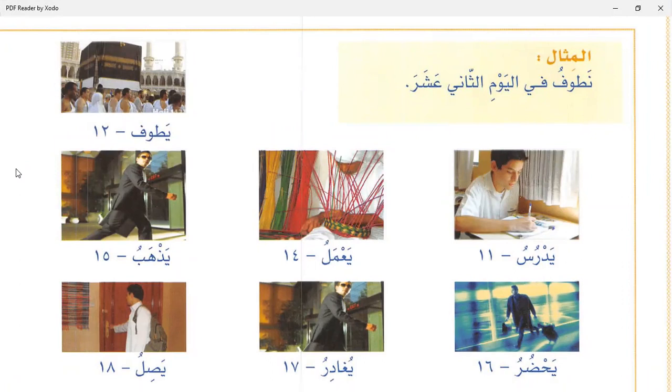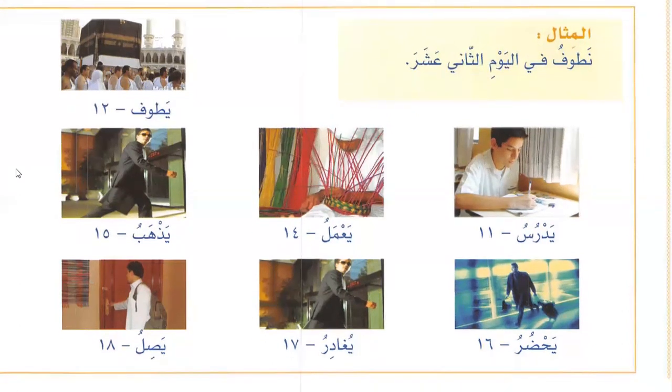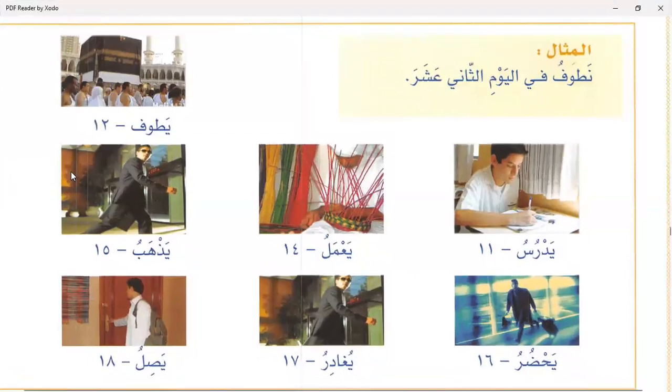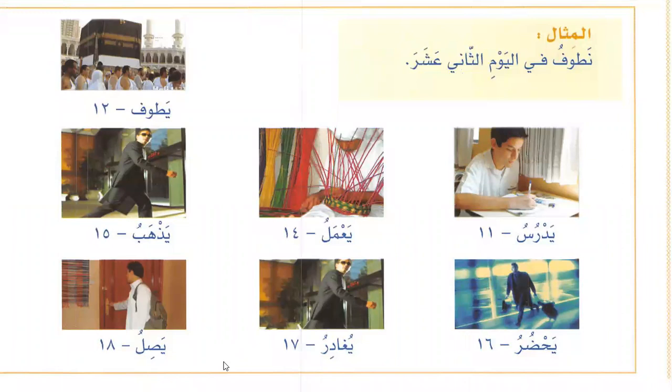Assalamu alaikum. Wa alaikum assalam. Yahduru sittata ashara. Yahduru means he reaches, he arrives. Here we need we reach, we arrive. So what will you say? I don't understand, sir. Here, look at the example. Yatufu means he makes tawaf. So we change it into natufu, which means we make tawaf. Similarly, here you will change he into we.